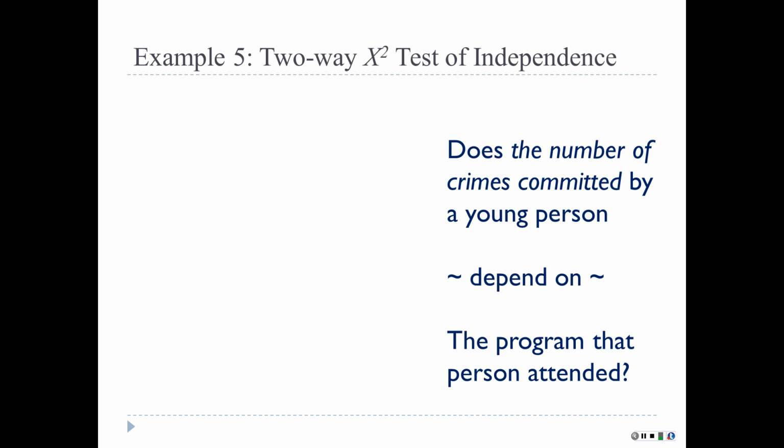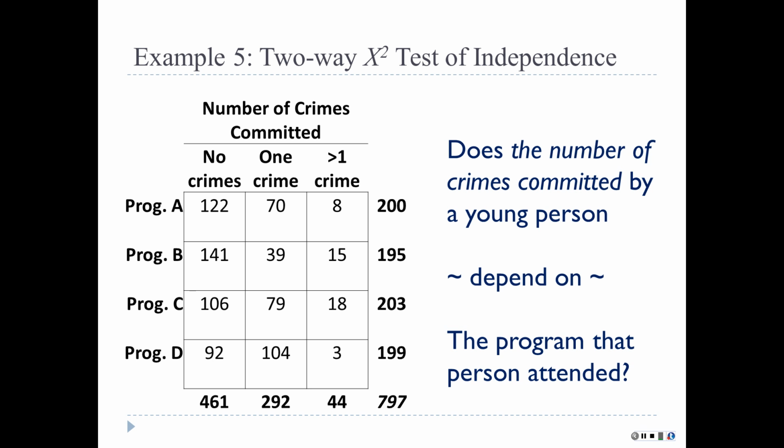So keeping that in mind, does the number of crimes committed by a young person depend on the program that the person attended? Here's the data. The variable in the columns is the number of crimes committed. Overall, a lot of people committed no crimes, fewer people committed one crime, and very few people committed more than one crime. And over here we have the programs.